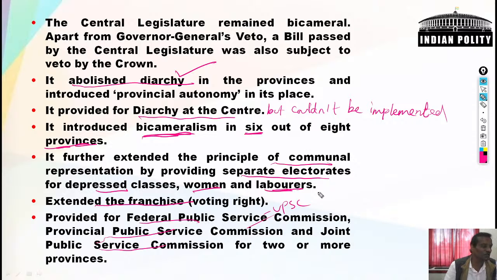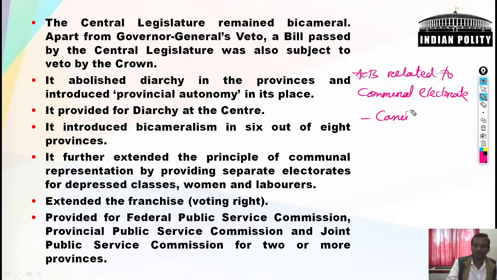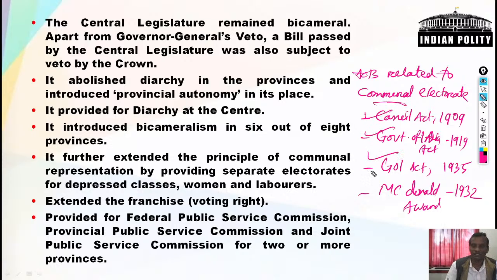So how many acts are related to the communal electorate system? Now we can conclude it. Acts related to the communal electorate system: first is Council Act 1909, Government of India Act 1919, Government of India Act 1935, McDonald Award 1932. So sometimes a question comes, which of the following is not related to the communal electorate system in India? There are 4 acts related to the communal electorate system.